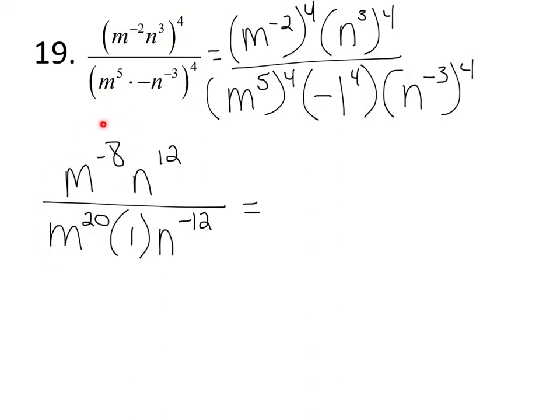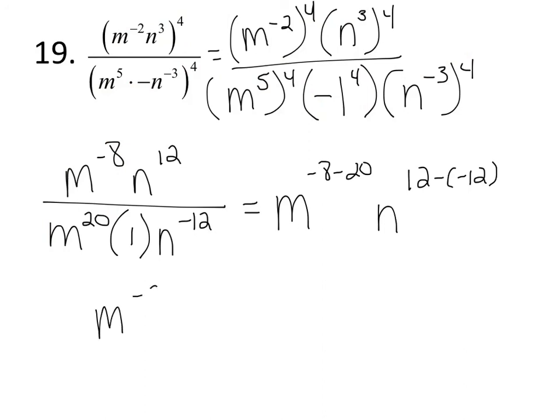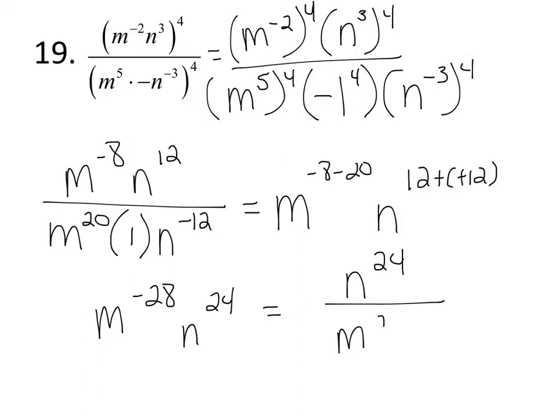Now we're going to deal with our like terms being divided, so you subtract the exponents. So I have m to the negative 8 minus 20, and then n to the 12 minus negative 12. Which gives us m to the negative 28, n, add a line, change the sign, to the 24th. So m needs to be dropped like it's hot, leaving you n to the 24th over m to the 28th.